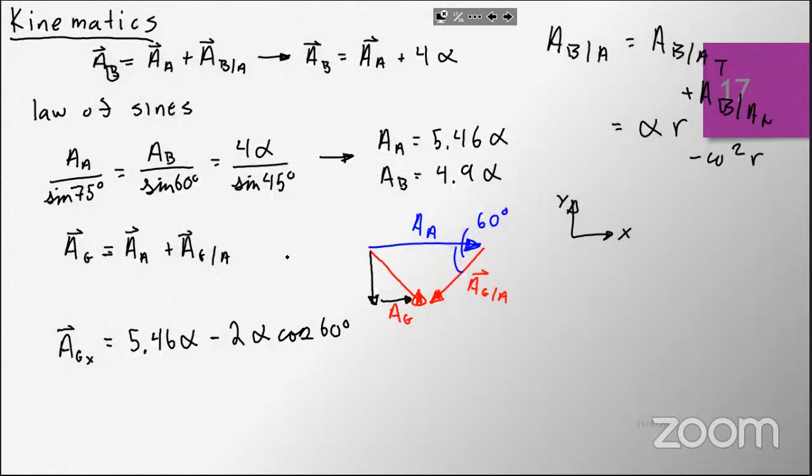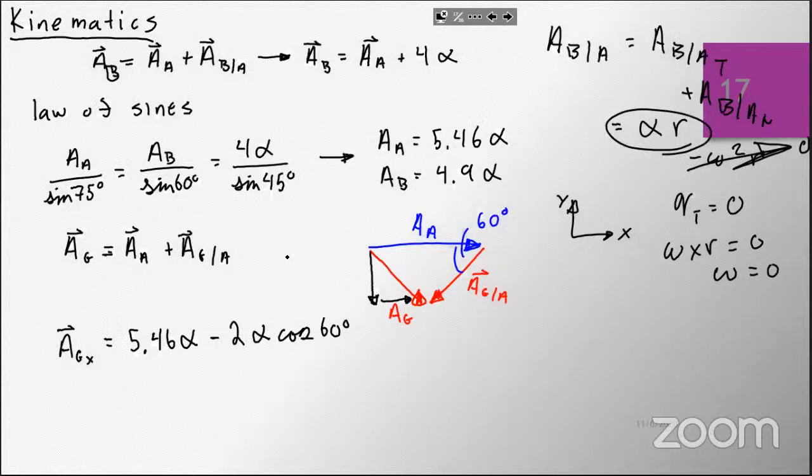If we have 0 velocity, that means that the tangential velocity is equal to 0, which means that omega cross r is equal to 0. So omega has to be equal to 0. So this term goes away. We're left with alpha r, and in this case, r is 4, because we're trying to see the distance between A and B, right? The perpendicular distance that we are away.